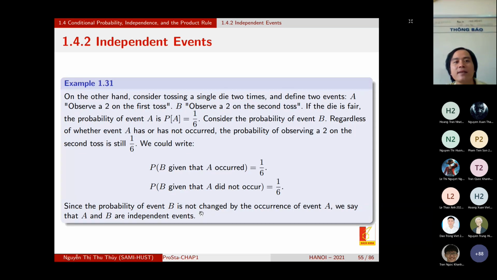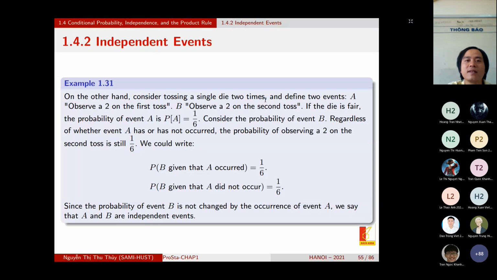A is the event that we observe 2 on the first toss, and B is the event that we observe 2 on the second toss. So the probability of A is 1 over 6, and the probability of B is also 1 over 6.